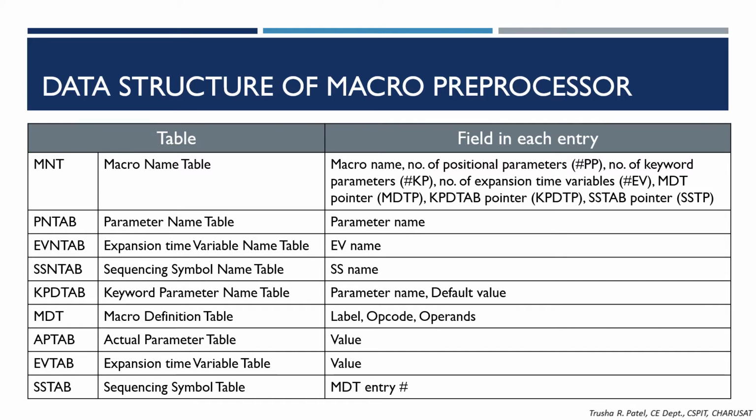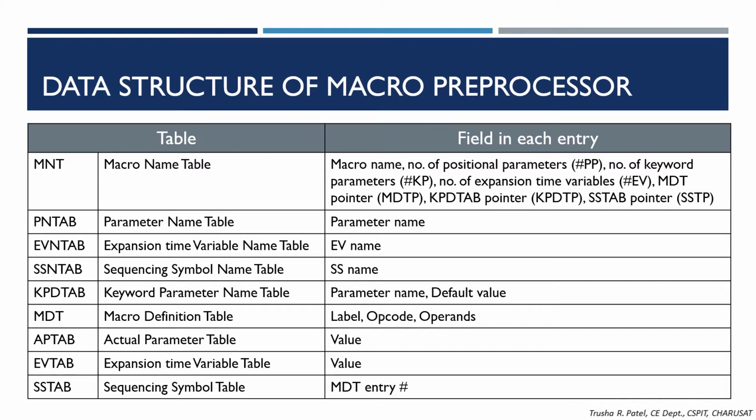Now PN tab is a parameter name table which consists of parameter names. Then next is the EVN tab, which contains the expansion time variable names, and SSN tab consisting of the sequencing symbol names, then KPD tab containing the parameter names but with the default values. Then MDT, that is the macro definition table consisting of the label, opcode and the operands.